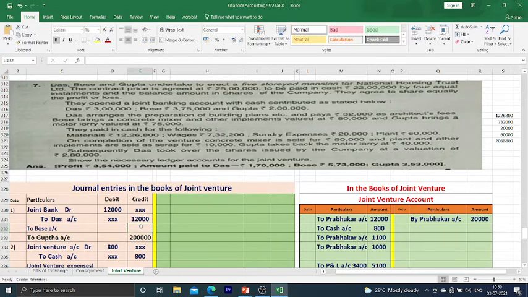and Bose contributed 3,75,000. Das contributed 3 lakhs. Total amount is 8,75,000. Okay, joint bank account is open. According to the transaction, they contributed.